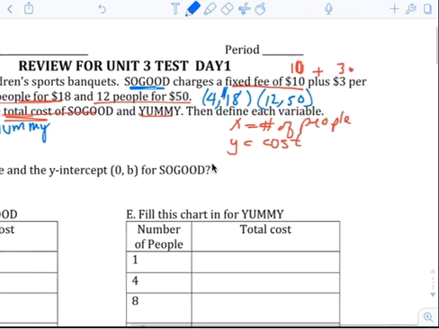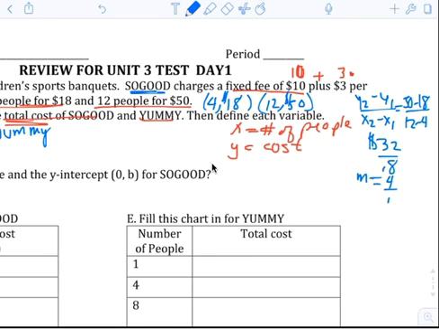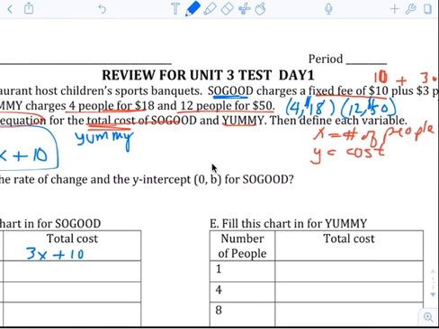So we need to find the rate of change first. So y2 minus y1 over x2 minus x1. So we got 50 minus 18 over 12 minus 4. So 50 minus 18 is 32 over 8, which gives you your rate of change of $4 per person. Oh, so Yummy only charged you $4 per person.